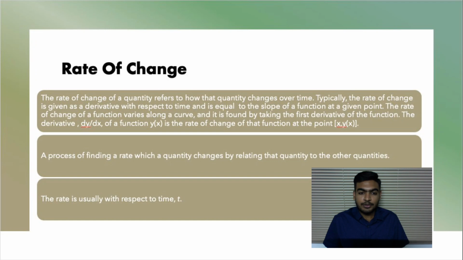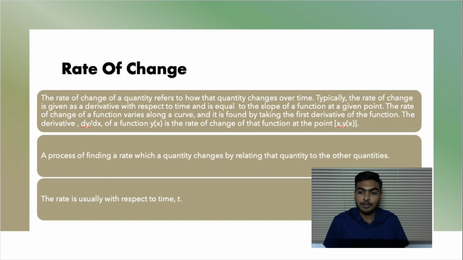The rate of change of a quantity refers to how that quantity changes over time. Typically, the rate of change is given as a derivative with respect to time and is equal to the slope of a function at a given point. The rate of change of a function varies along a curve and is found by taking the first derivative of the function. The derivative dy/dx of a function y of x is the rate of change of that function at the point x, y.